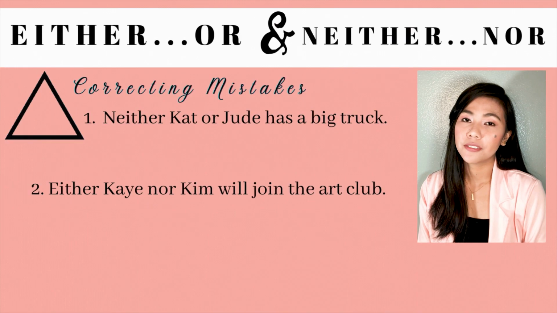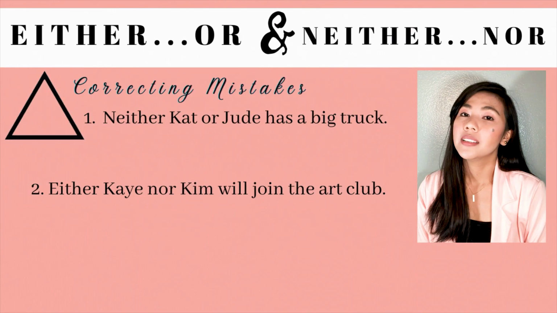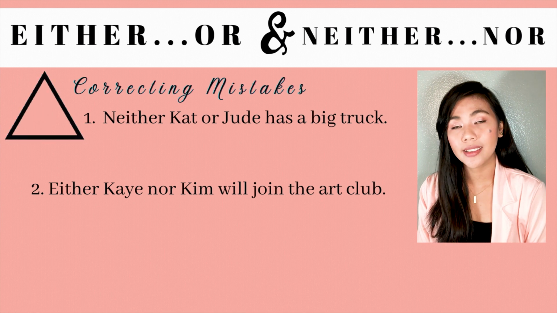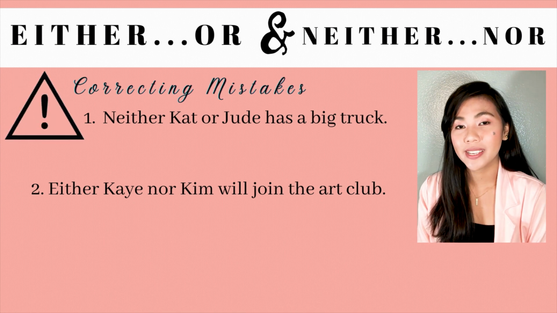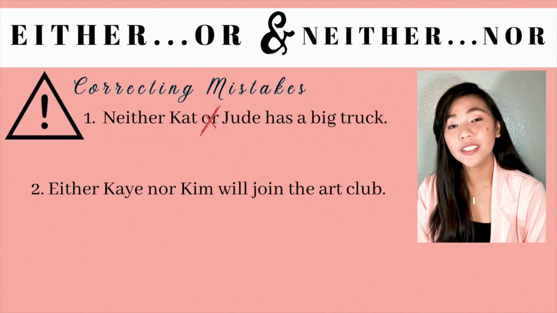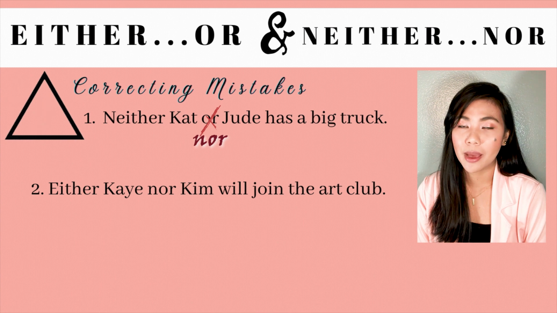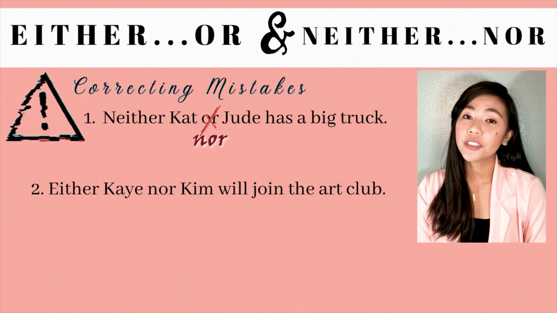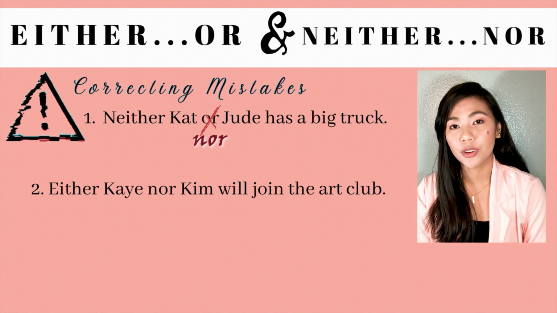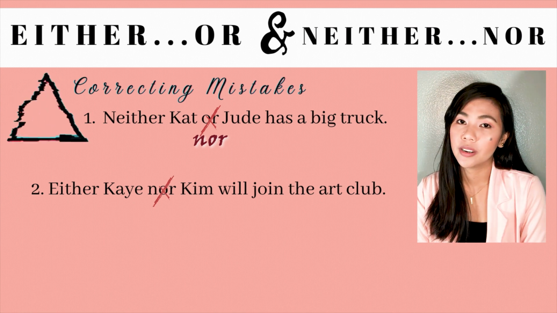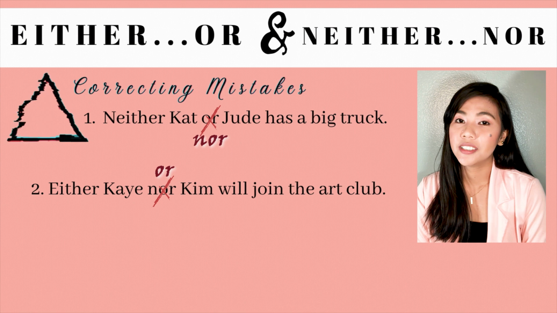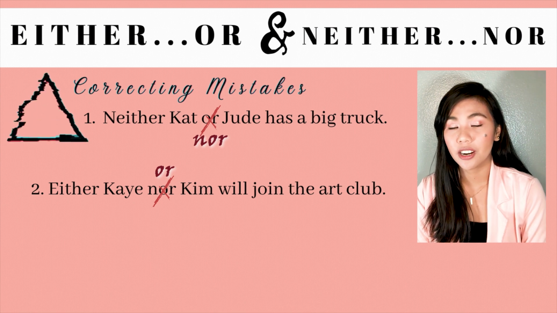Now let's correct the following sentences. Number 1. "Neither Kat or Jude has a big truck." So what's the mistake? Here the error is "or." Why? Because neither is always combined with nor. Let's look at the next example. Number 2. "Either Kay nor Kim will join the art club." So here, either is always combined with or. So we should say, "Either Kay or Kim will join the art club."